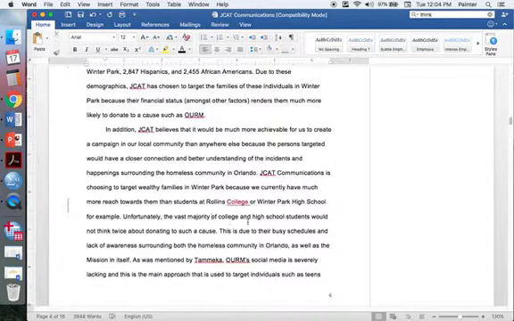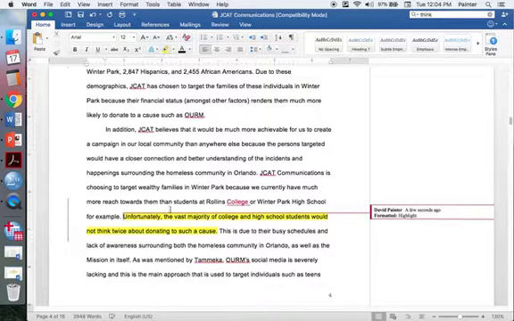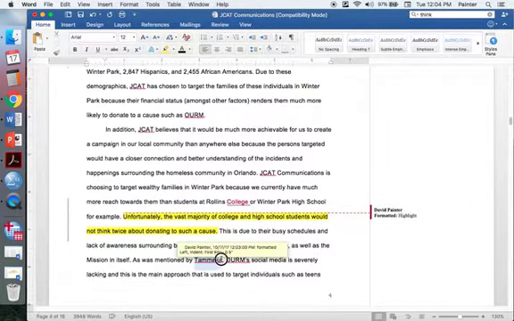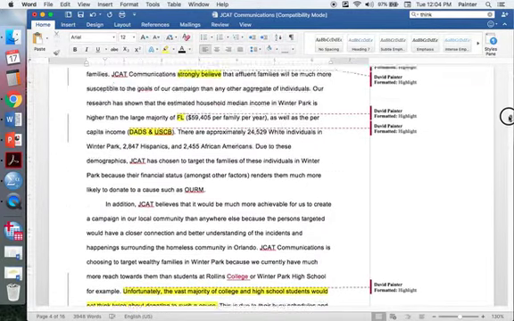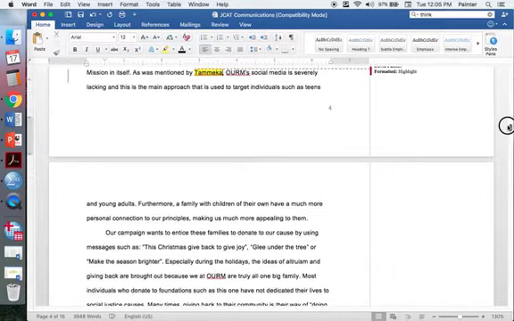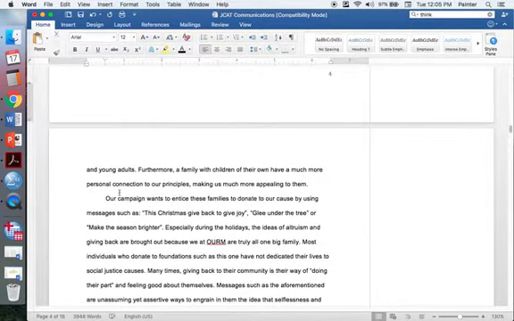Unfortunately, the vast majority of college and high school students would not think twice about donating to such a cause. I have no idea what that means. They would not think twice about it. They would just do it. Who is Tamika? And is this the correct way to reference somebody in an APA paper? And what does, I don't understand. Our campaign wants to entice these families.